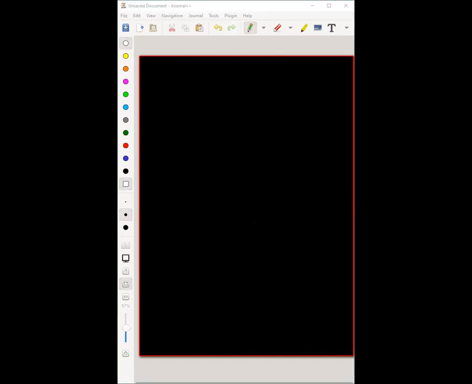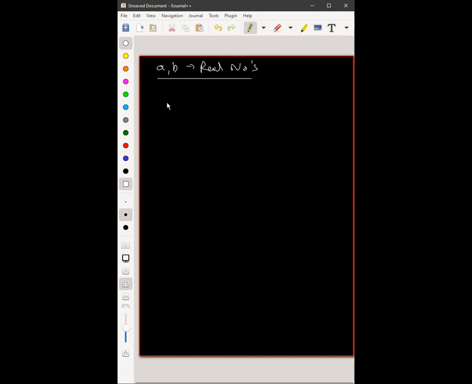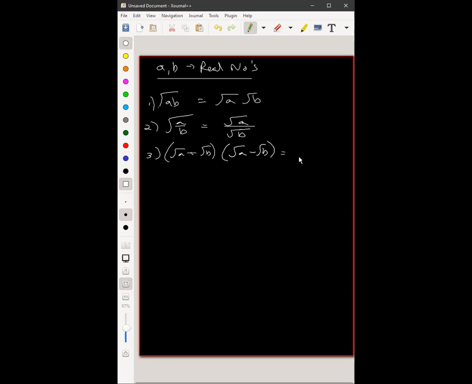Okay, now we have another few operations on real numbers. If we have a and b, they are real numbers. And we have a few rules which we need to practice, similar to what we had in algebra. For example, root of ab will be root a into root b, obviously. Second, root of a upon b would be root a upon root b, right? Third one, root a plus root b into root a minus root b would be, any idea?